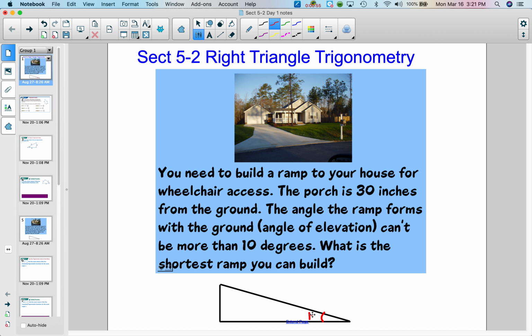So the 10 degrees is going to be this part right here. The 30 inches would be this portion here, and our ramp that we're trying to solve for would be this. I'm going to call it R. So when you think about how you are going to solve that, first of all, we have a right angle right here, and you would not be able to use the Pythagorean theorem because we only know one of the sides. So this is actually a problem where you would have to use trigonometry.